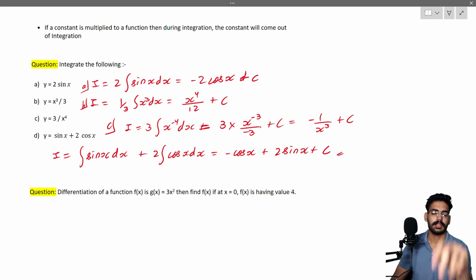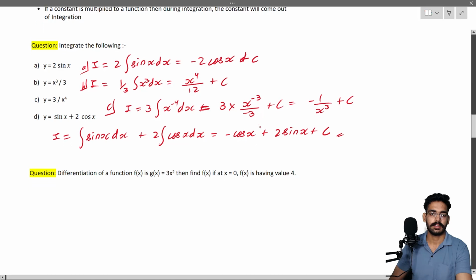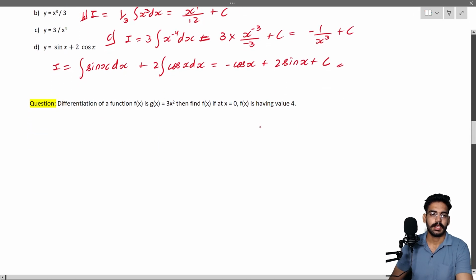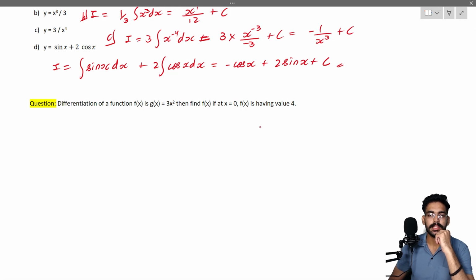Okay, now let's see the next question. What is given? The differentiation of a function f(x) is g(x) equal to 3x square. Then find f(x) if at x equal to 0.